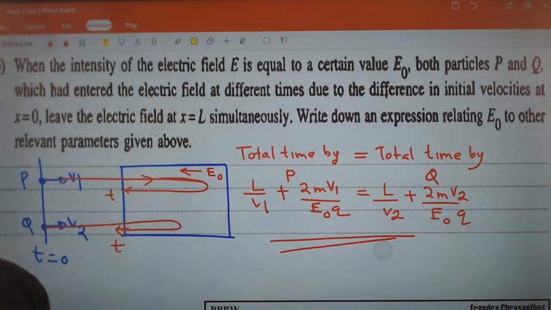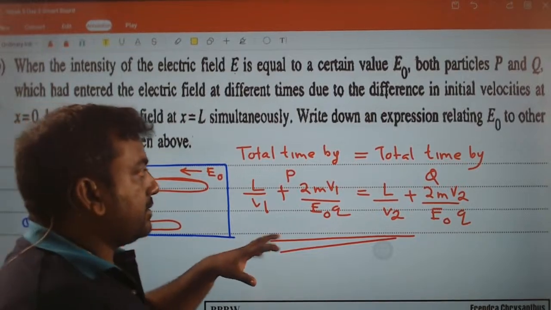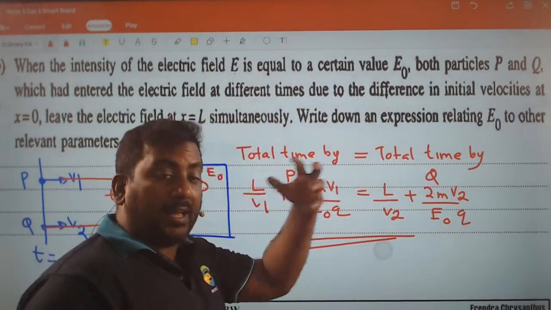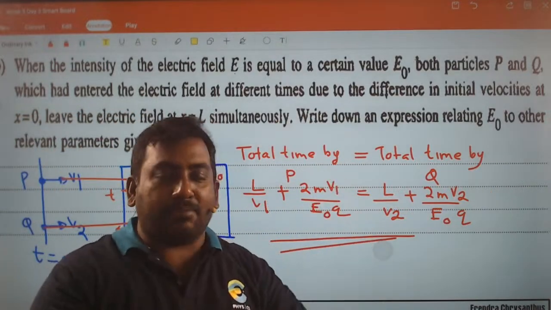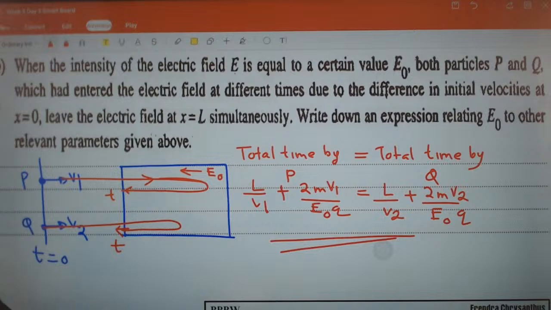Clear? So today we did a thorough discussion, especially of the electric field. Some of the questions, because they are electricity and electronics, you all need some additional help. So therefore that was done. So total time taken will be the same. So a very simple electric field question.